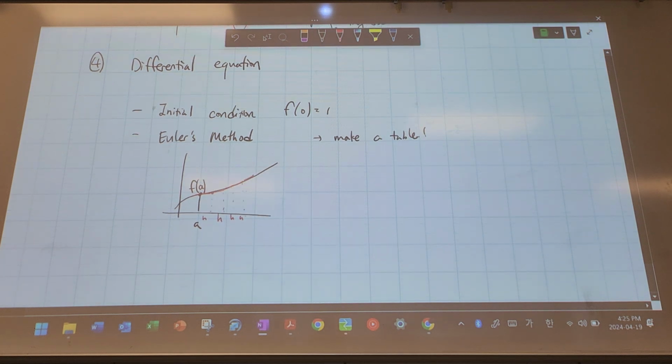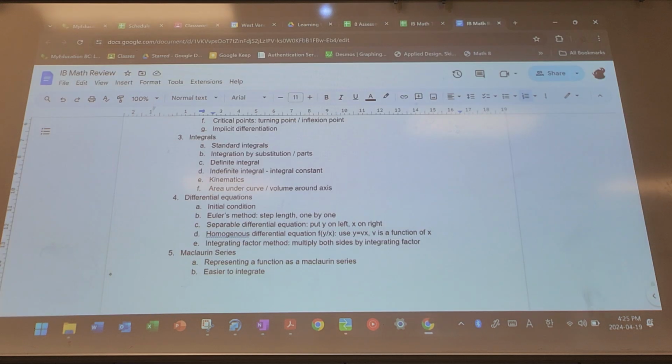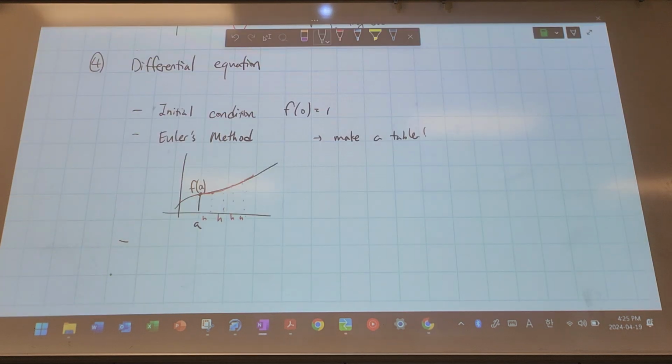So that's the first one. That's kind of a brute force method, right? And then we have some more sophisticated methods later on. The first one being the separable differential equation.